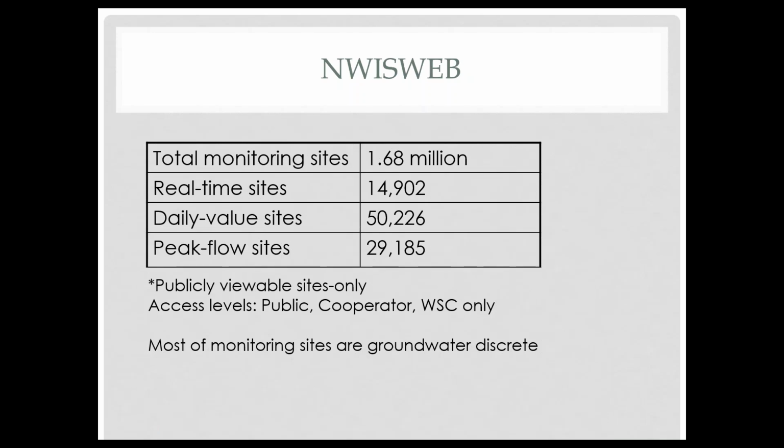We have 1.2 million sites across the nation that we serve data to the public from on this web portal. Of those, about 14,000 are real time or near real time. 50,000 of those are daily value sites, so you might get an average daily water level, or a maximum daily, minimum daily, depending on the statistic that's served.